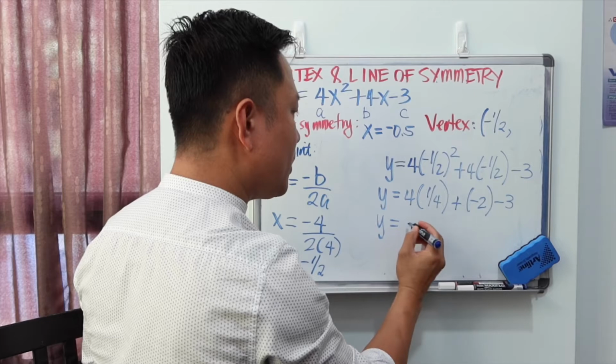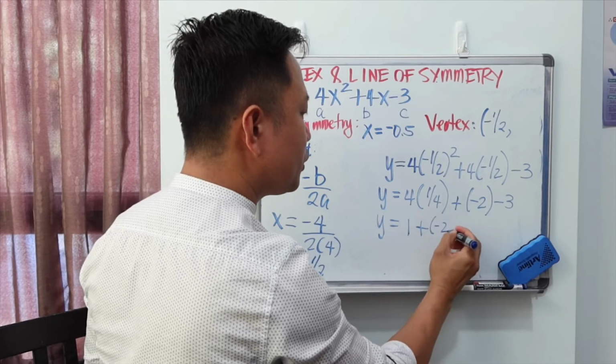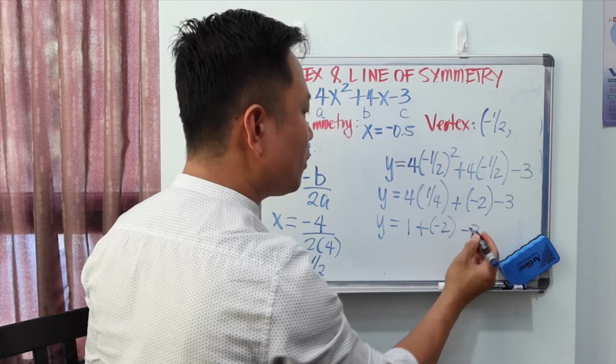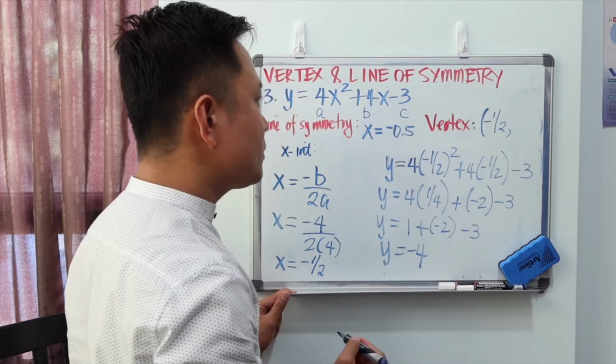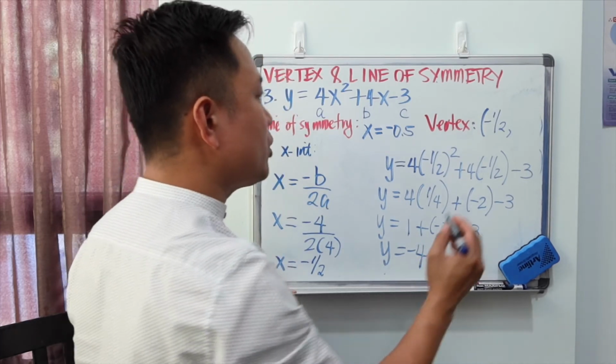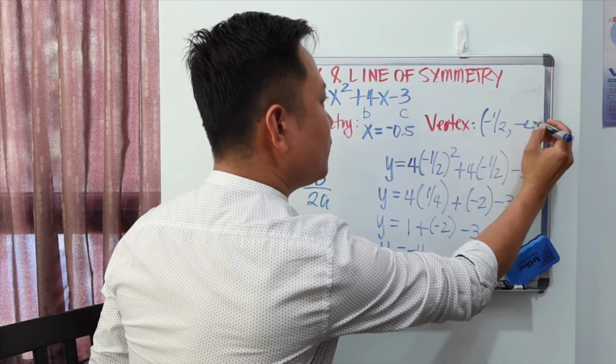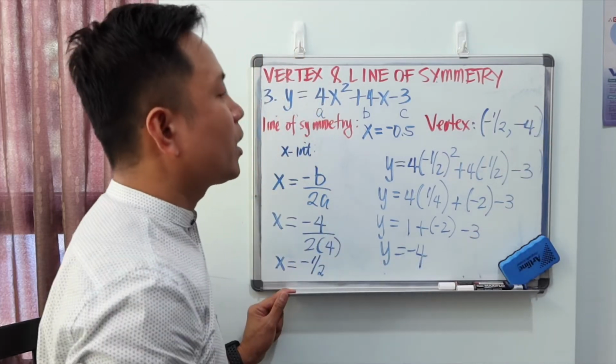Simplifying it further, we have 1 plus negative 2 plus negative 3, or minus 3. So the y value is negative 4. This means that the vertex of this quadratic function is at negative 1, comma, negative 4.